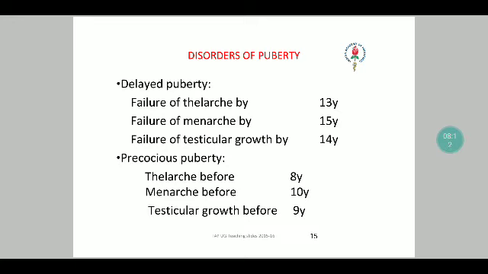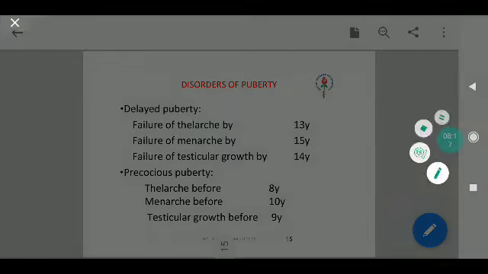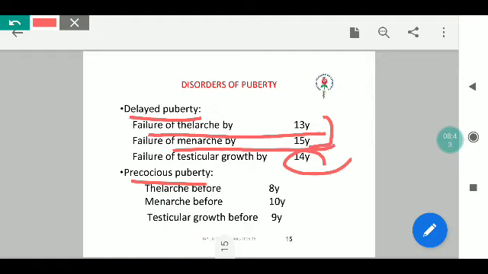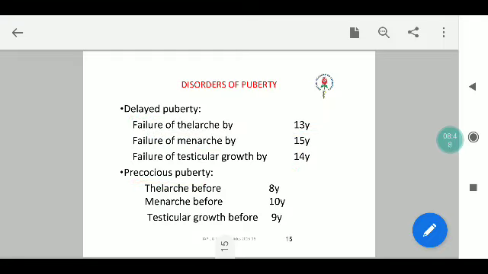Coming to the pubertal disorders, the disorders can be classified into delayed as well as precocious, that is early onset. So, delayed puberty is failure of thelarche by 13 years of age, failure of menarche by 15 years of age in females, and a failure of testicular growth by 14 years in males. So, absence of breast buds by 13 years, absence of menarche, that is initiation of the menstrual cycle, by 15 years, or a failure of testicular growth by 14 years in males.